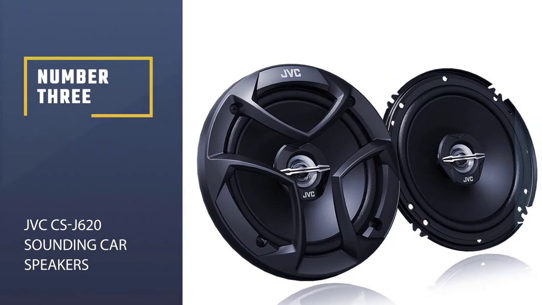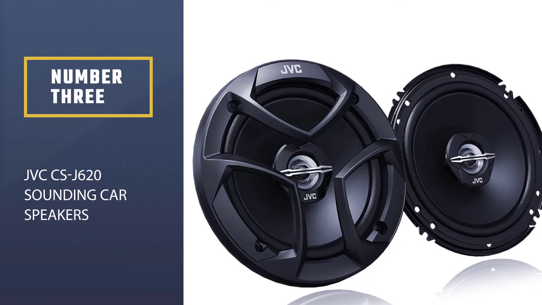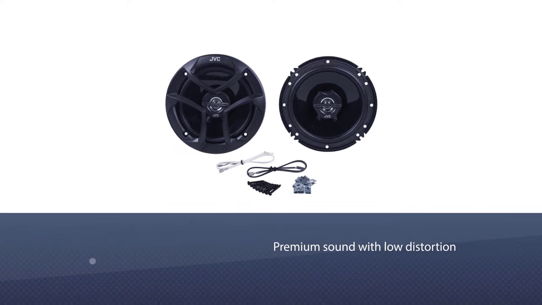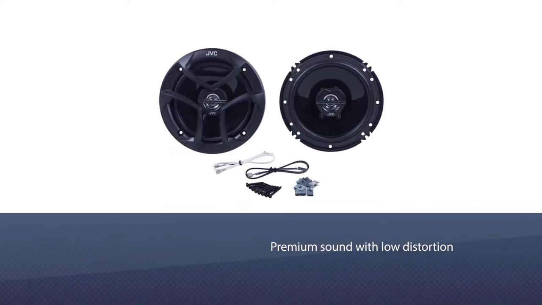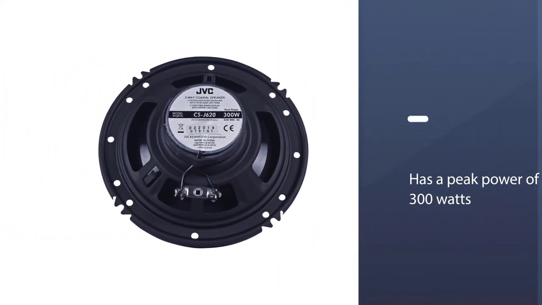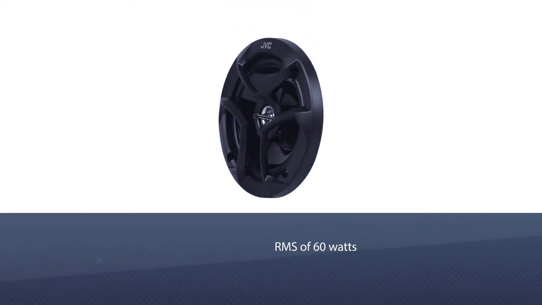Number 3. JVC CSJ620 sounding car speakers. The JVC CSJ620 300W two-way coaxial car speakers are great upgrade options from the factory speakers. They produce premium sound with low distortion. Each speaker has a peak power of 300 watts and an RMS of 60 watts.